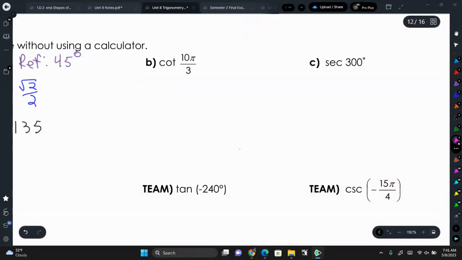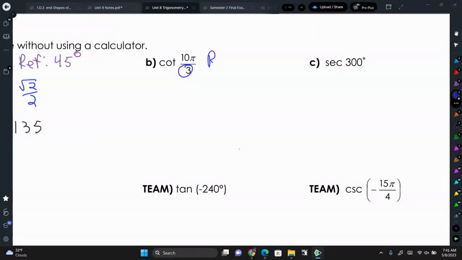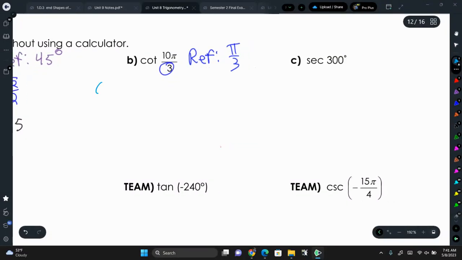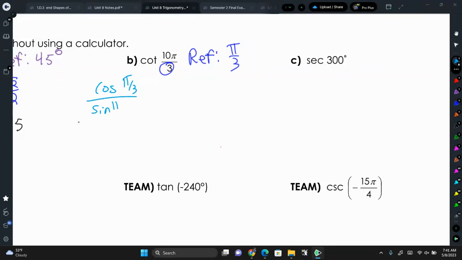Now, cotangent of pi over 3. I think it's actually easier for radians to know the reference angle because your denominator will always tell you what your reference angle is. So your reference angle is pi over 3. Okay, so now we have to figure out what the cotangent of pi over 3 is. Well, cotangent, remember, is the cosine over sine. The cosine of pi over 3 is 1/2, and the sine is the square root of 3 over 2.